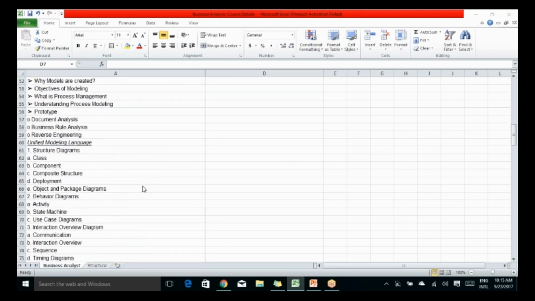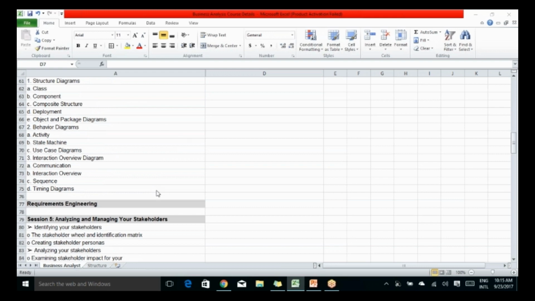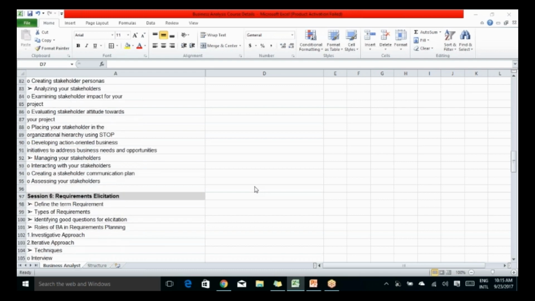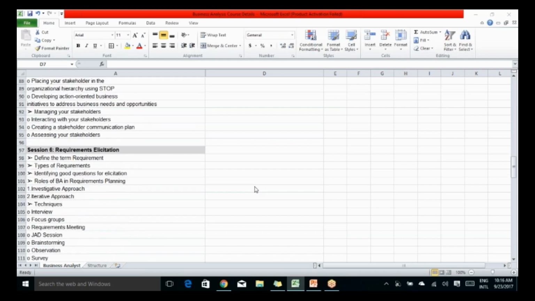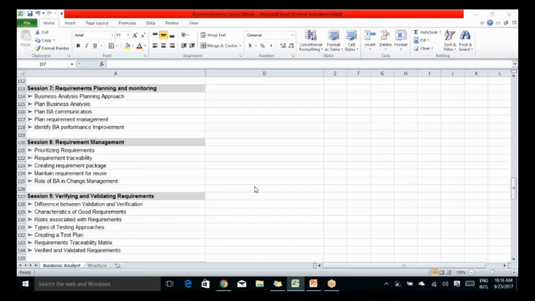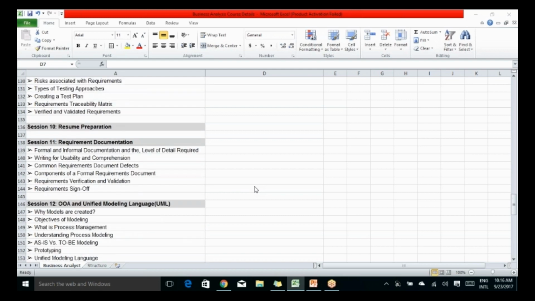This is a summary of what we would be covering. We would be covering the concepts of business analysis aligned to BABOK, the Business Analysis Body of Knowledge prescribed by IIBA, the International Institute of Business Analysis. They have 6 knowledge areas, and we would be covering all 6 knowledge areas of BABOK.